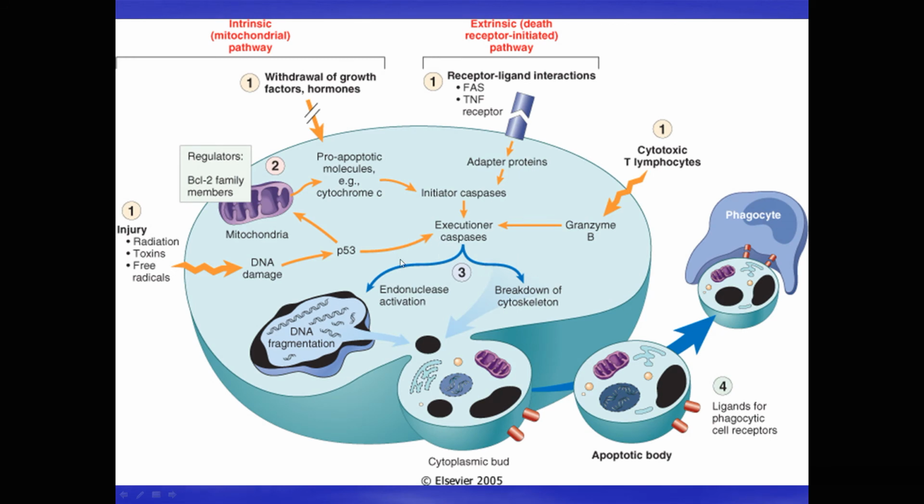Now, the executioner caspases will stimulate a lot of enzymes, causing first destruction and fragmentation of the nucleus, and second, breakdown of the cytoskeleton, and also modifying the membrane in this process. The caspases are a group of cysteine-dependent aspartate-directed proteases. The term caspase is an abbreviation of the cysteine aspartic proteases name.